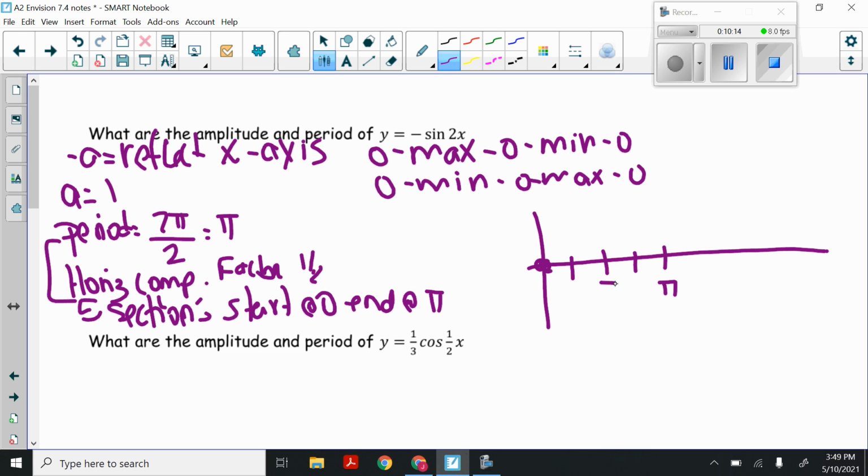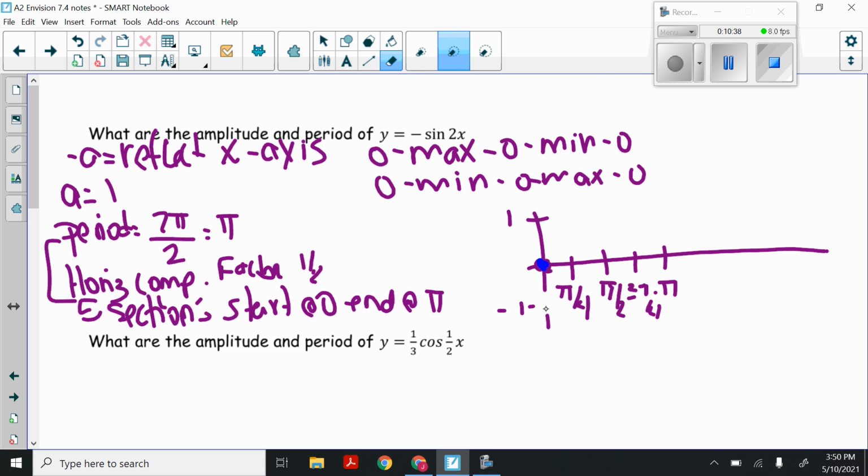Halfway between 0 and pi, I know here is pi over 2. Halfway between 0 and pi over 2, I know is pi over 4. So then this would be 3 pi over 4. I know I'm going to 1 and negative 1. Since it was a reflection, I'm still starting at my minimum for sine. Sorry about that. So O, min, O, max, O. So this is what this graph would look like. And again, I could continue drawing this in either direction by following that same pattern.